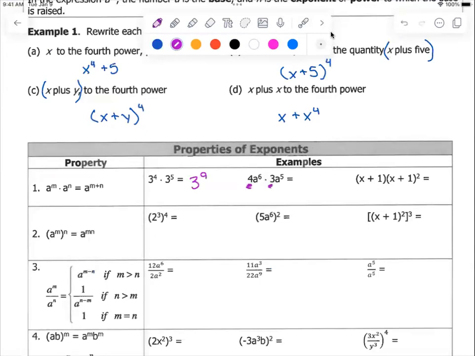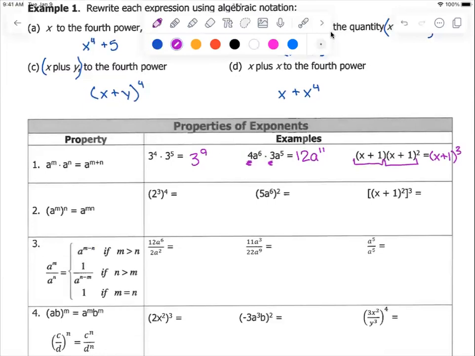Next one. You can multiply 4 times 3. They're not connected to exponents. 4 times 3 is 12. The A's are connected. We have 6 and 5 of them. So if you add that up, that's 11. Same thing with quantities. Notice we have 1 x plus 1, and then we have 2 x plus 1. So altogether we have 3. So x plus 1 to the 3rd.